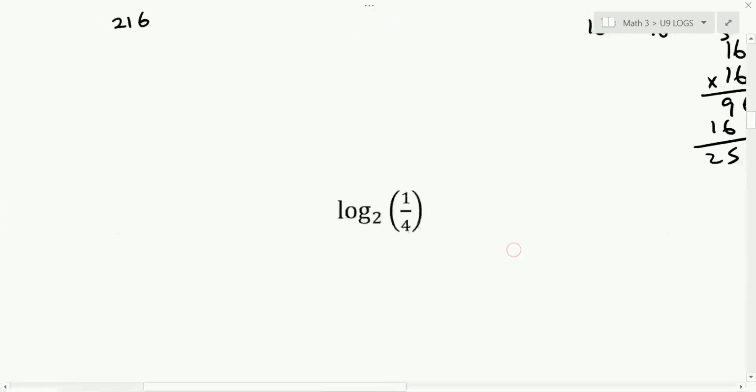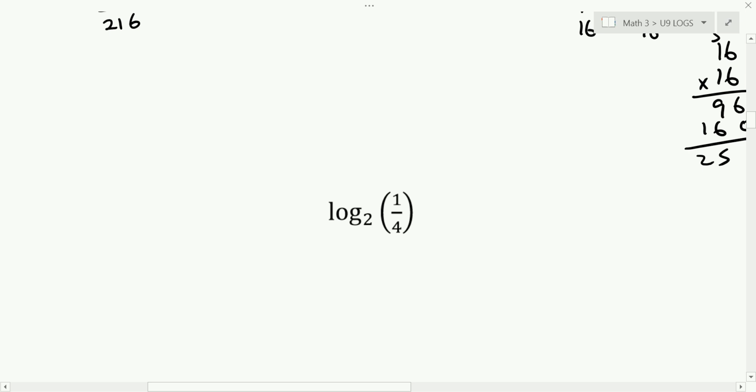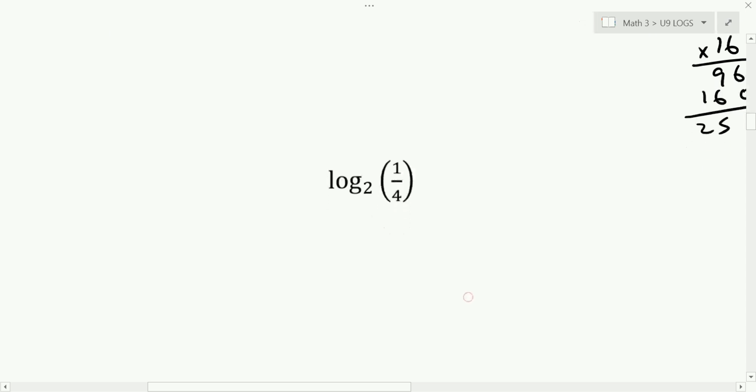Log base 2 of 1/4. Colton, what do you think? 1/2. Okay, let's check. So this is asking 2 to what power is 1/4. If your base is not a fraction and you're getting a fraction as an answer, that tells you what about the exponent? It has to be negative.